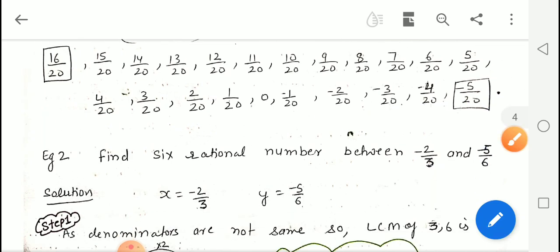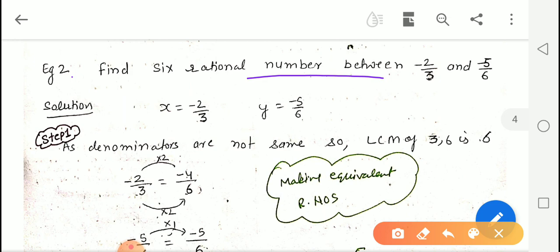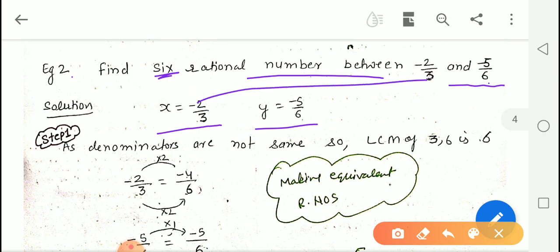Now let us do the next question. It is written: find 6 rational numbers between negative 2 by 3 and negative 5 by 6. Here we have to find exactly 6 numbers. Here x is negative 2 by 3 and y is negative 5 by 6.